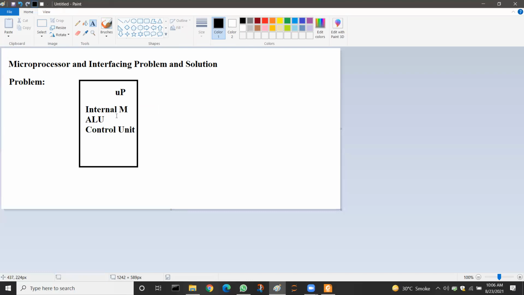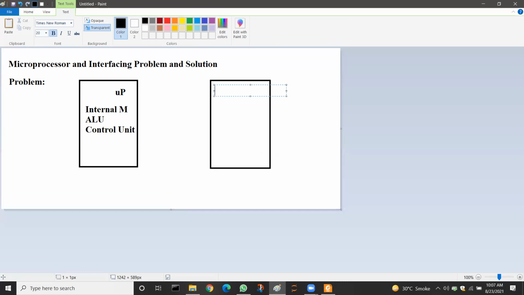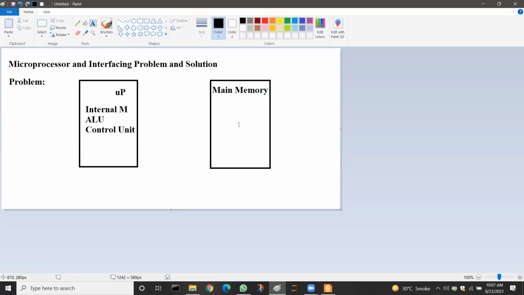Because the internal memory is composed of registers, and in modern microprocessors there is also cache memory, but it is not sufficient to run the application. So the application resides in the memory, and this memory we call main memory. This memory is located on the same board on which the microprocessor is located.